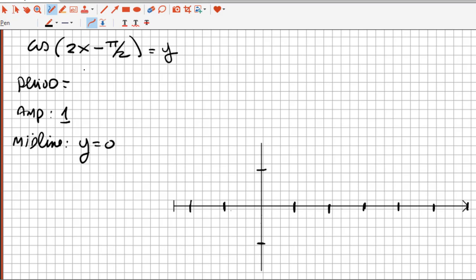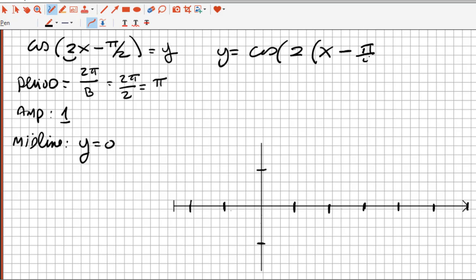Now the period, again, I'm going to find by taking 2 pi and dividing it by b, or omega. Omega happens to be the 2 here, so it's going to be 2 pi divided by 2, and that's going to be just pi. So the period here is just pi. Okay, great. Next, just to get my function all set up, I'm going to factor that 2. So 2x, and then when I factor, I'll just get pi over 4. Okay, and you can distribute again to make sure that's the case.